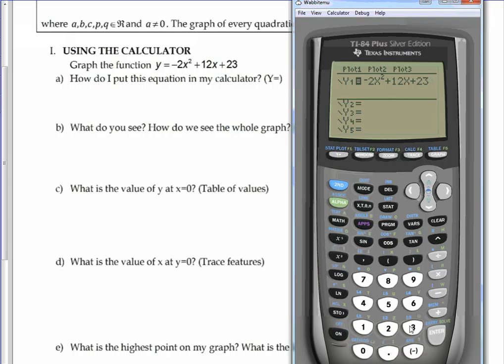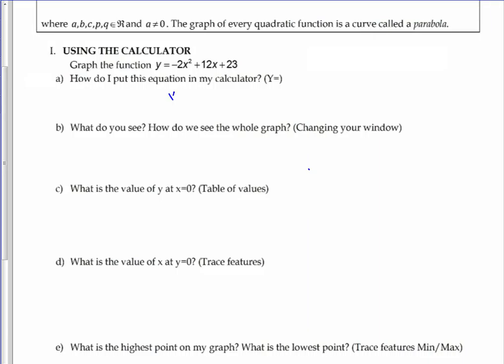Sure, let's graph it. As most of you should have, this is what you see, right? Type it in, and then we push graph. Okay, so what do we do? What do you see? We don't see the whole graph, right? We want to zoom out.